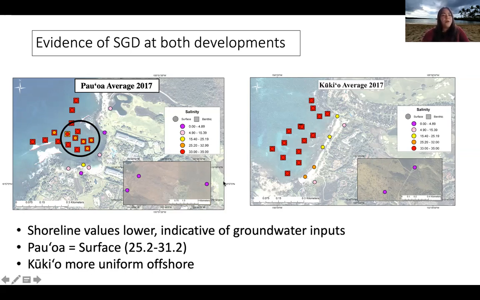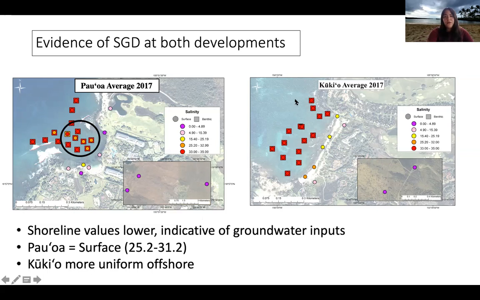These groundwater wells are just within the watershed where these study sites were. We found that the shoreline values were lower, indicative of groundwater inputs, ranging from about 0 to 25.2. And these orange circles within the squares are surface stations, which have lower salinities than the warmer red color, ranging from about 25.2 to 33. That also supports that there is SGD that could be floating to the surface, creating that density difference and lower salinity measurement.